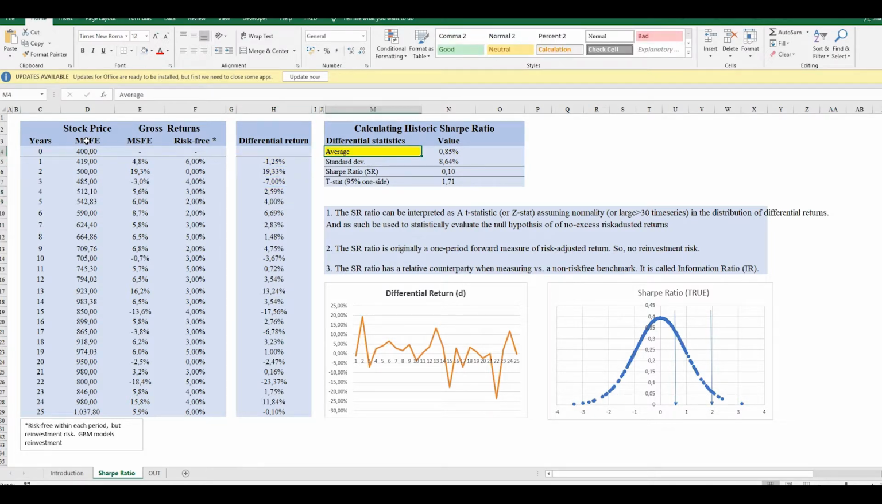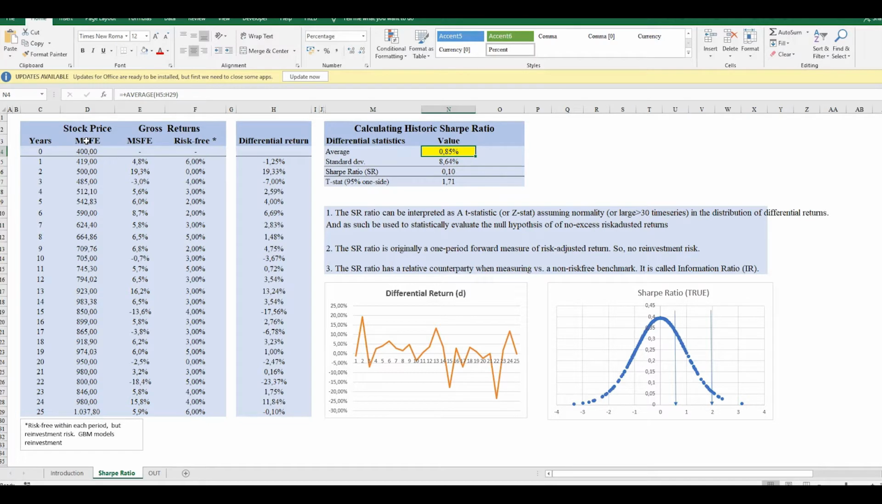Let's take the average of the differential return, and we see we get 0.85. So on average, Microsoft has delivered excess return by 85 basis points.